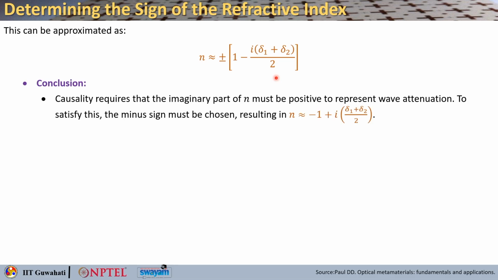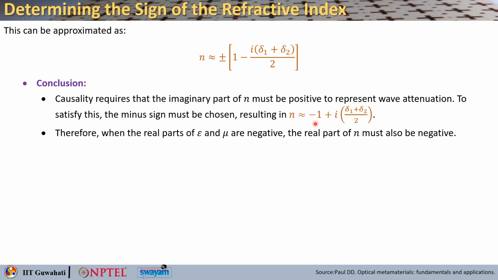Now, what is the conclusion here? You can see that causality will require that the imaginary part of n must be positive, and that will represent wave attenuation in that medium. In order to satisfy that, you have to choose the outside minus sign, so that you get n equals -1 plus i times a small positive imaginary part, and that is how you actually get this -1 sign when both epsilon and mu are negative. So, that is the final thing: when the real parts of epsilon and mu are negative, the real part of n must also be negative.